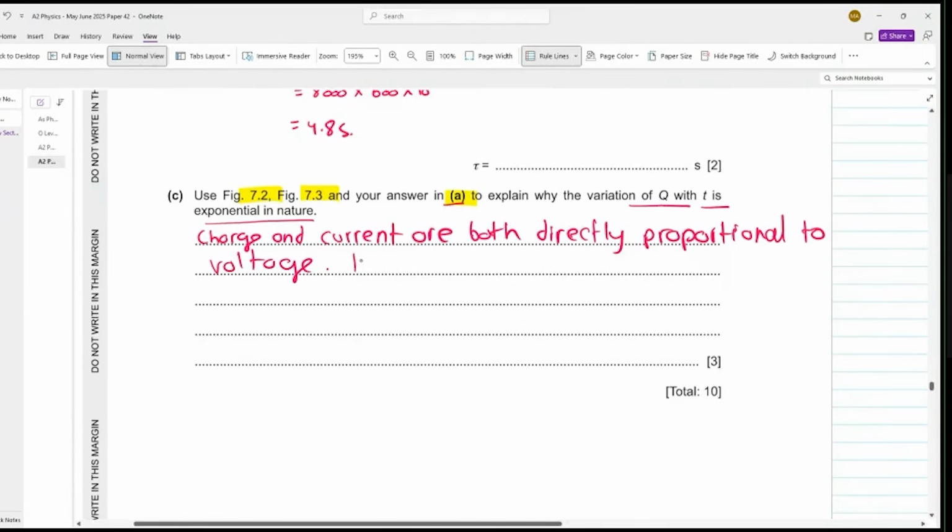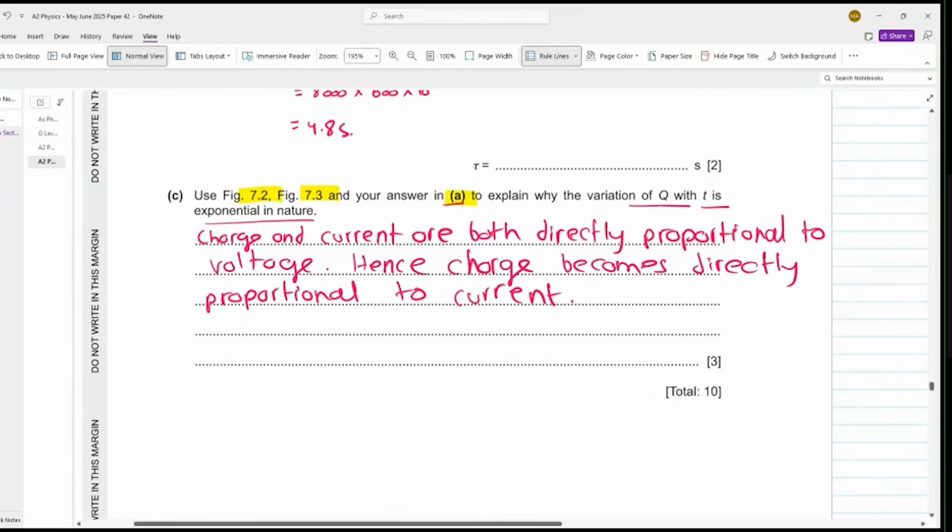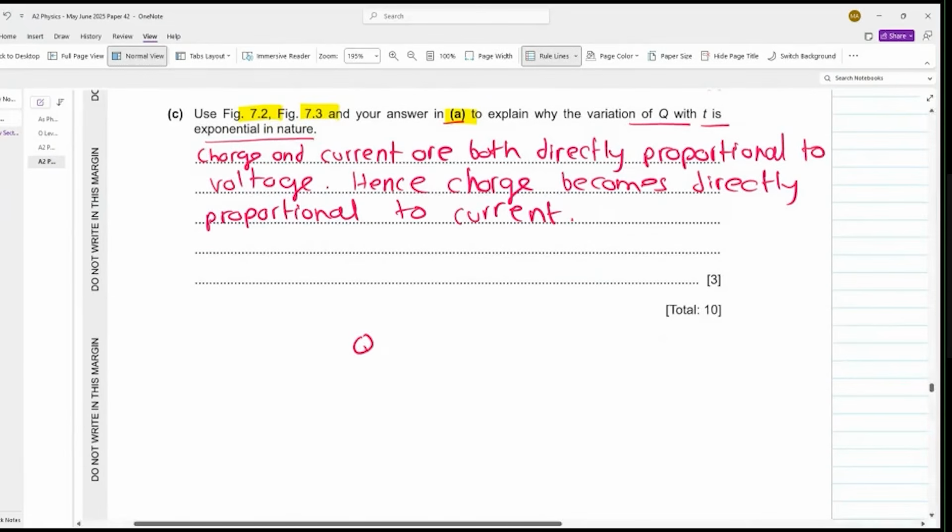Hence, charge becomes directly proportional to current. Now the fun part begins. देखो बेटा चार्ज क्या हो रहा है डायरेक्टली प्रोपोर्शनल हो रहा है टू द करंट. व्हाट इज करंट इक्वल टू? करंट इज इक्वल टू चेंज इन चार्ज ओवर चेंज इन टाइम. Charge becomes directly proportional to the rate of charge.